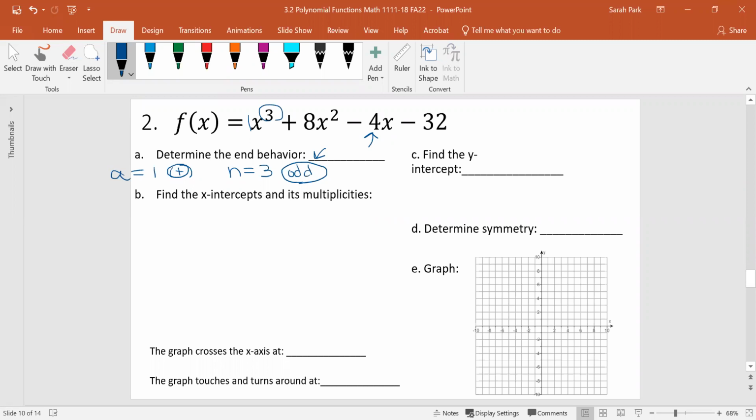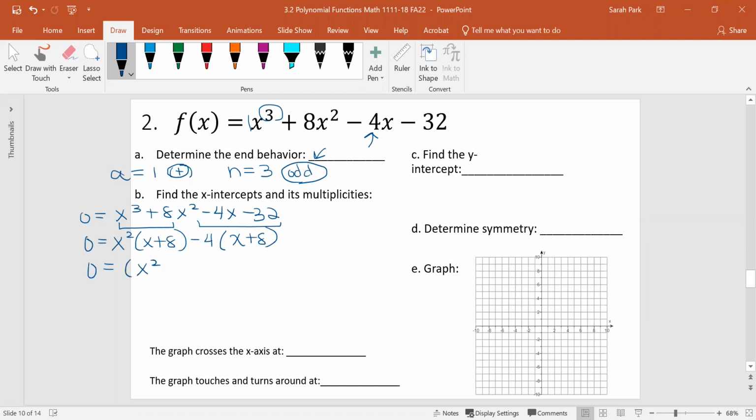Okay, to find its x-intercepts, we again set the whole equation equal to 0. So 0 equals x to the third plus 8x squared minus 4x minus 32. Because this has 4 terms, let's try factoring this by grouping. So group the first 2 together and the second 2 together. Let's factor out an x squared, giving us x plus 8 inside the parentheses. And then from negative 4x, negative 32, looks like we can factor out a negative 4 with x plus 8 inside the parentheses. So we can factor this as x squared minus 4 and x plus 8.